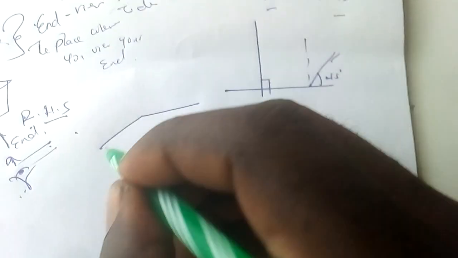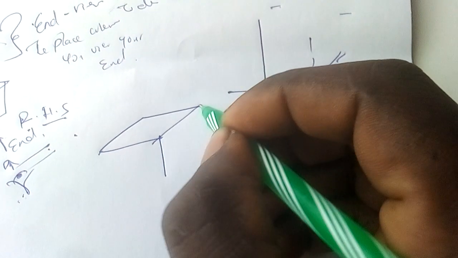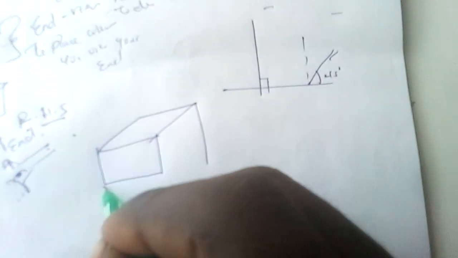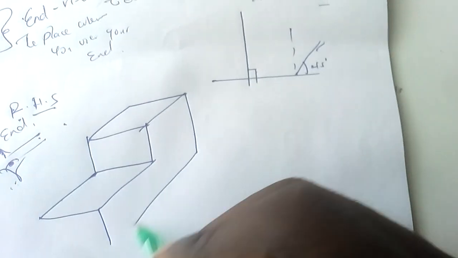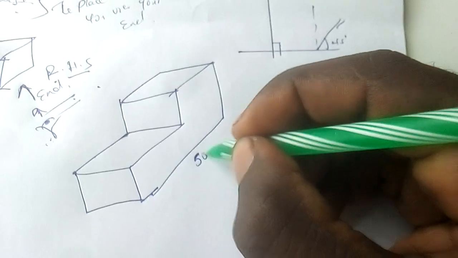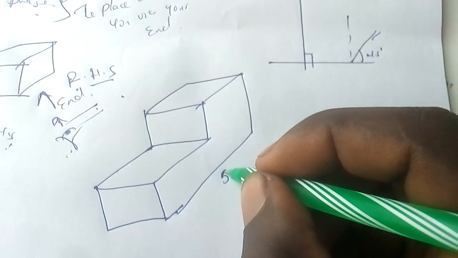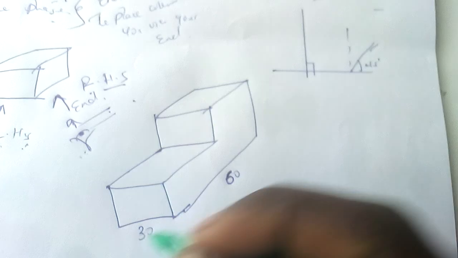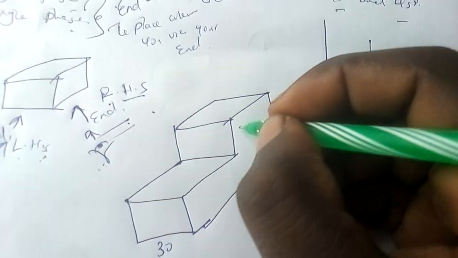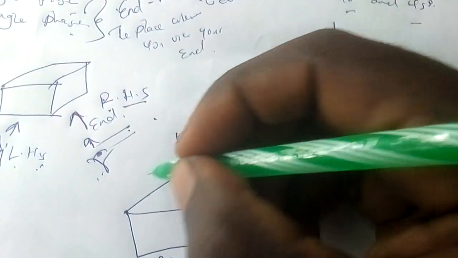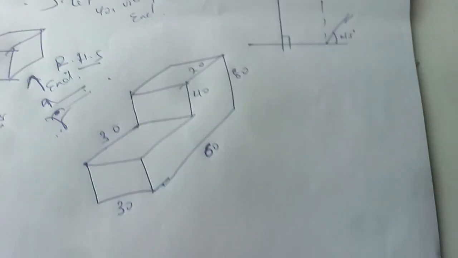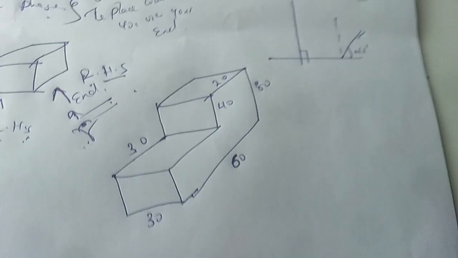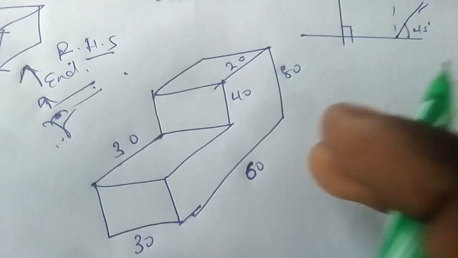Let's say this is our block. Let's say this is 50, this is 60, this is 30, this is 80, this is 40, and automatically this will be 20. So this is our block.